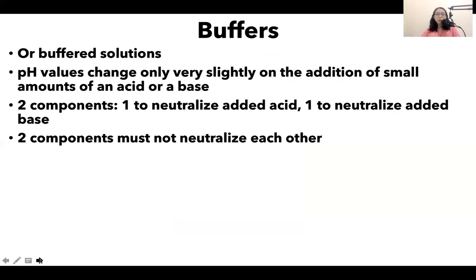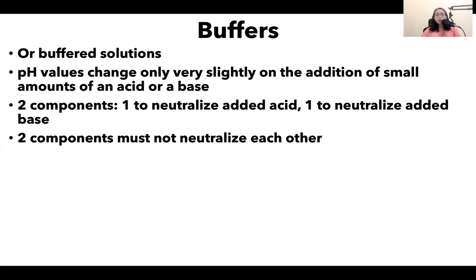So buffers, or more technically called buffered solutions, because they are solutions that are buffered, these are solutions whose pH values change only very slightly on the addition of small amounts of an acid or a base. So from the meaning of the word buffer itself, it prevents the effect of an additional acid or an additional base to any solution.